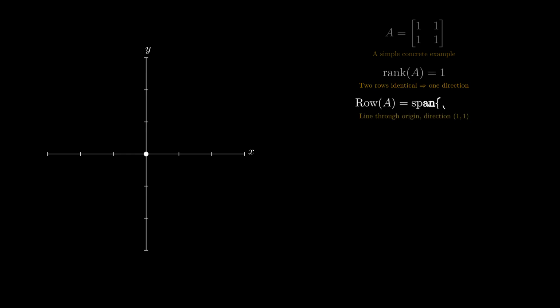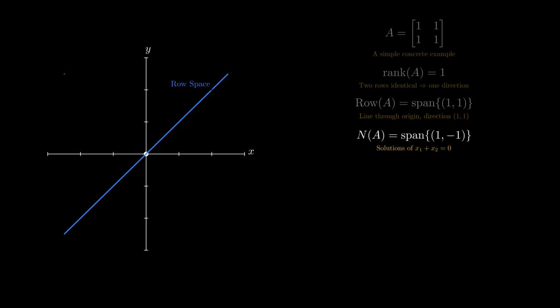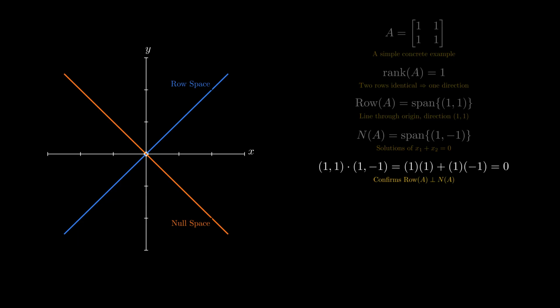Let's make this concrete. Take A equal to the 2-by-2 matrix whose 4 entries are all 1. Its rank is 1 because the 2 rows are identical. The row space is the line spanned by the vector 1, 1. The null space is the line spanned by the vector 1, minus 1. These 2 directions are perpendicular. Their dot product is 1 times 1 plus 1 times minus 1, which equals 0.